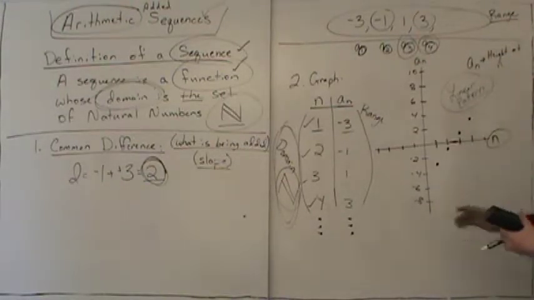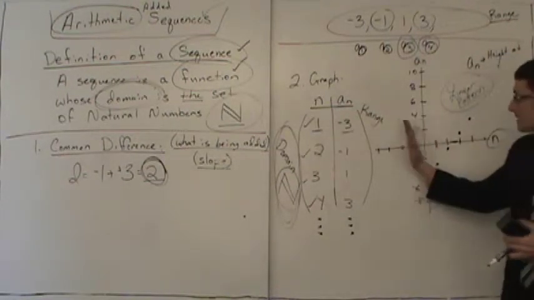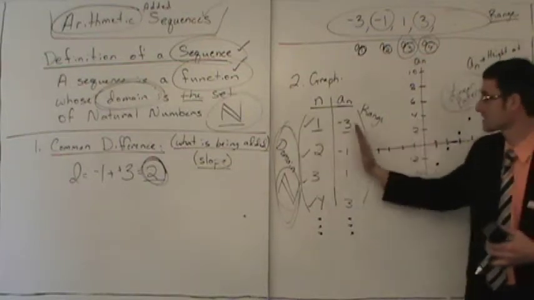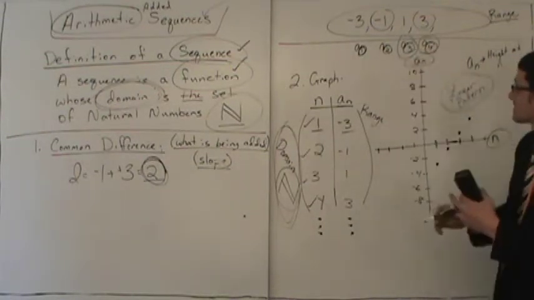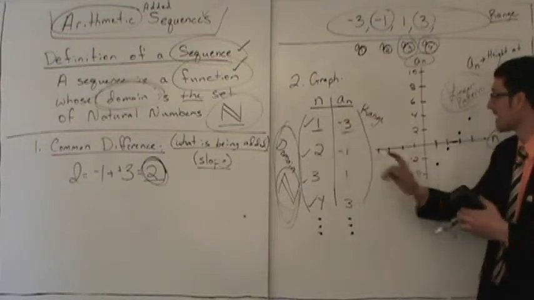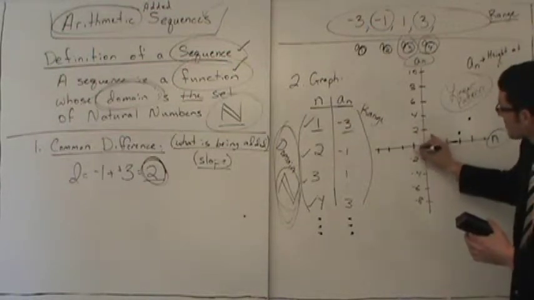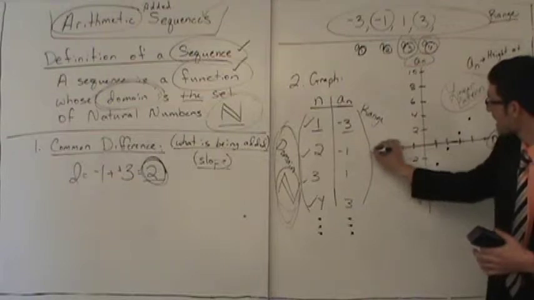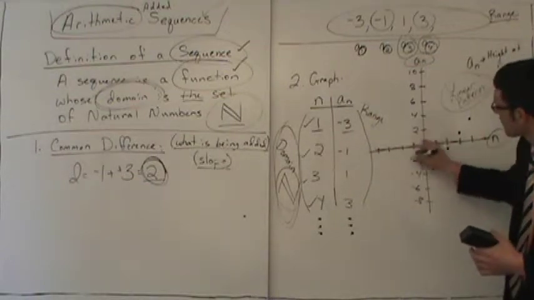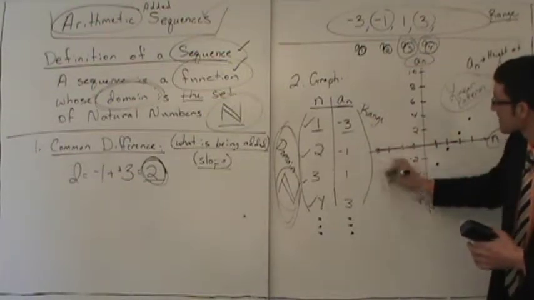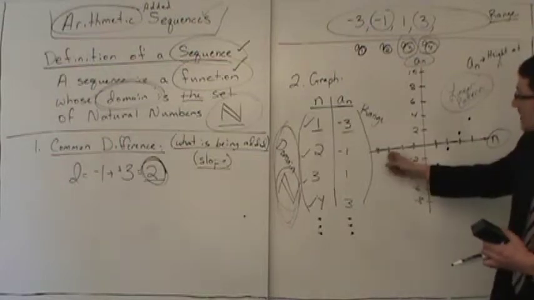My question is, are there ever going to be points to the left of the y-axis, or to the left of the a sub n axis? No. Why not? Is negative 1 in the domain? No. Remember, domain is your x-axis, or in this case, n-axis. Is negative 2? Is negative 3? Is negative 4? No. Are we going to have a height at negative 3?